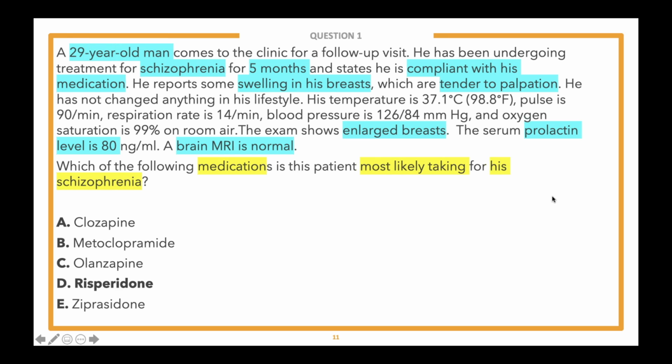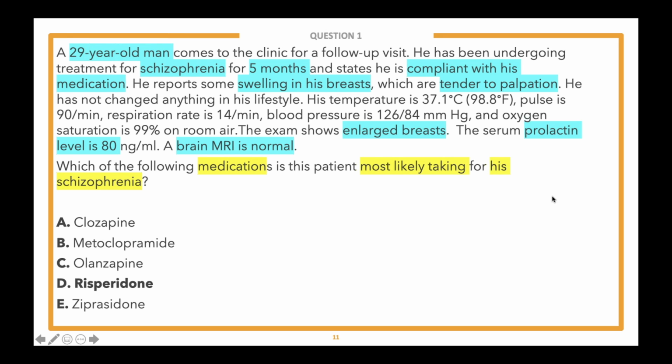Now we know he had a normal brain MRI, so pituitary adenoma probably less likely. And we do also know that he is on schizophrenia medication. And there are certain neuroleptic agents that can cause this. For example, risperidone works to antagonize the dopamine receptors in the brain, and it prevents the normal inhibition of prolactin release. So you're preventing the inhibition of prolactin release, and thus can cause hyperprolactinemia, okay?